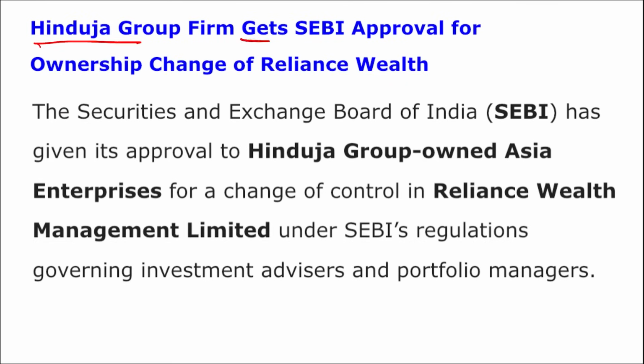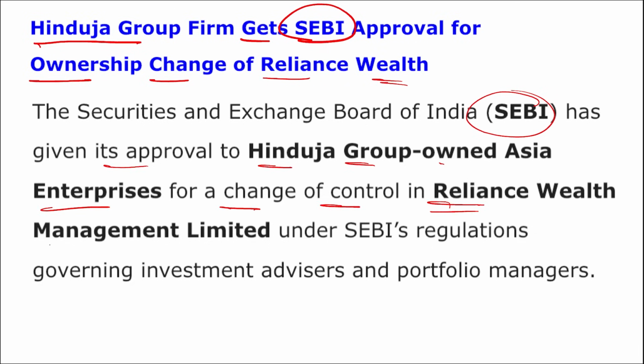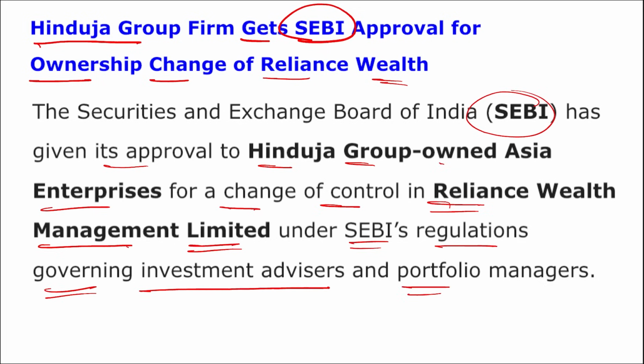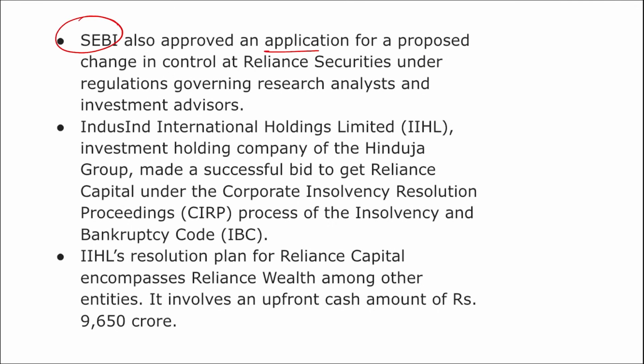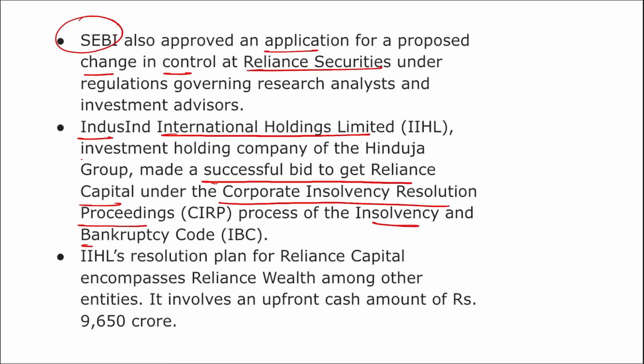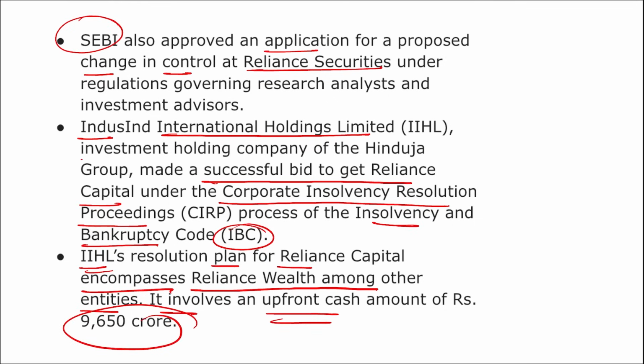Moving on. Next is Hinduja Group firms get SEBI approval for ownership change of Reliance Wealth. I repeat, SEBI has given its approval to Hinduja Group owned Asia Enterprise for a change of control in Reliance Wealth Management Limited under SEBI's regulation governing investment advisors and portfolio managers. Apart from this, remember SEBI has also approved the application process for a proposed change in control at Reliance Securities. IndusInd International Holding Limited, an investment holding company of Hinduja Group, made a successful bid to get Reliance Capital under the corporate insolvency resolution process of the Insolvency and Bankruptcy Code. IIHL's resolution plan for Reliance Capital encompasses Reliance Wealth among other entities, and involves an upfront cash amount of 9,650 crore rupees.